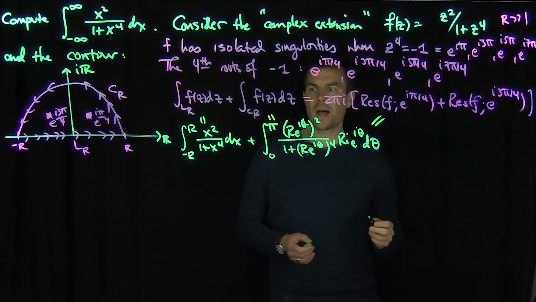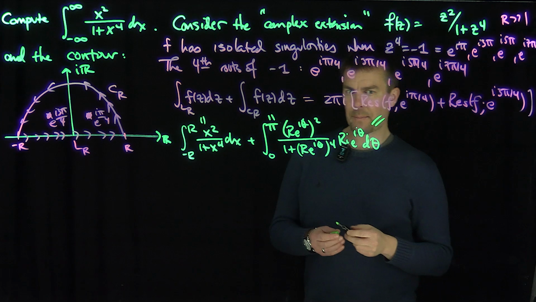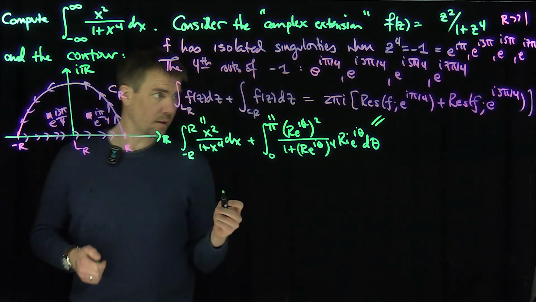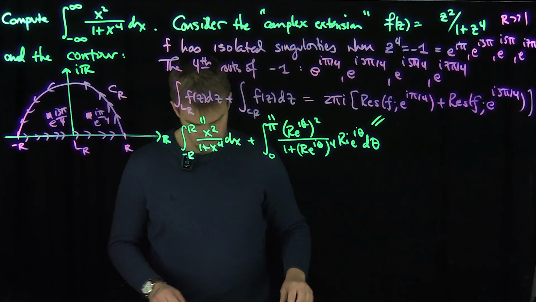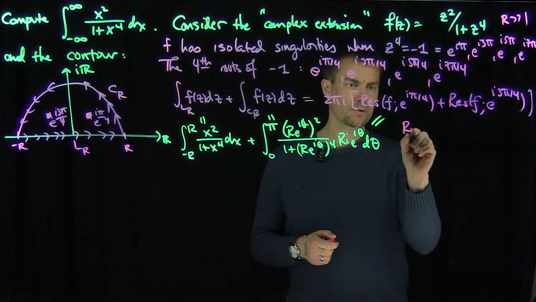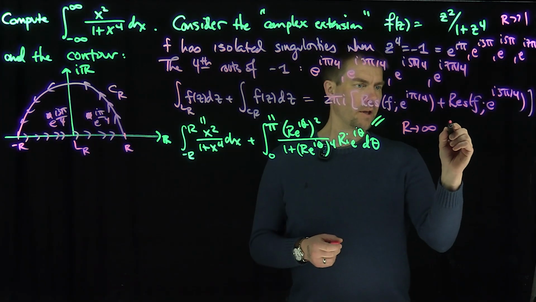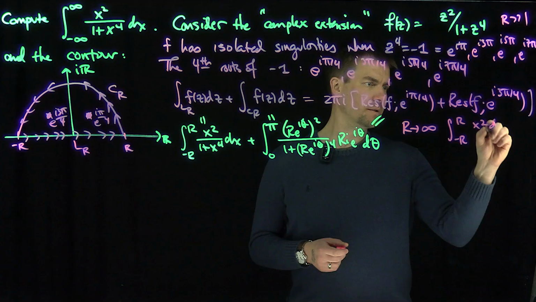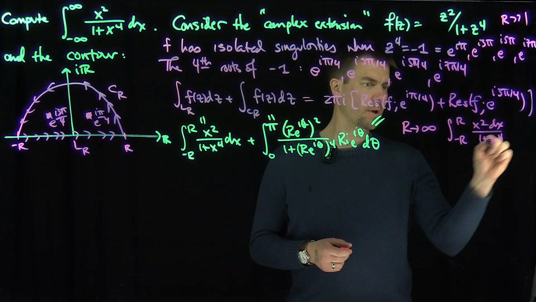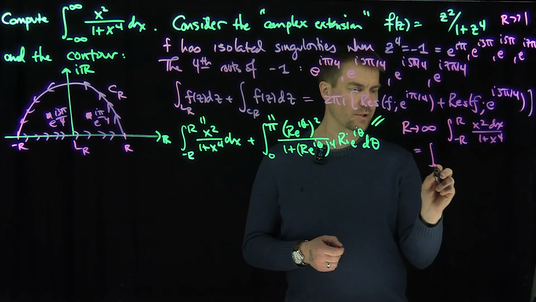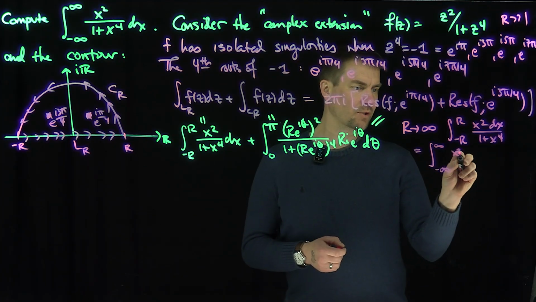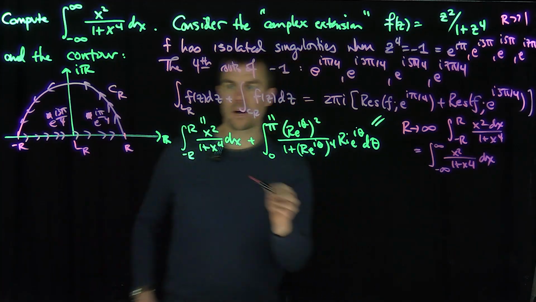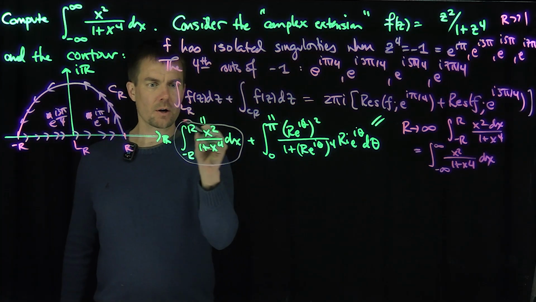Now, let's think about what happens to this as r goes to infinity. As r goes to infinity, the integral from negative r to r of x squared dx over 1 plus x to the fourth converges to the thing we want, right? It converges to the integral from negative infinity to infinity of x squared over 1 plus x to the fourth dx. Good. So when I let r go to infinity, this term over here goes to what we want.